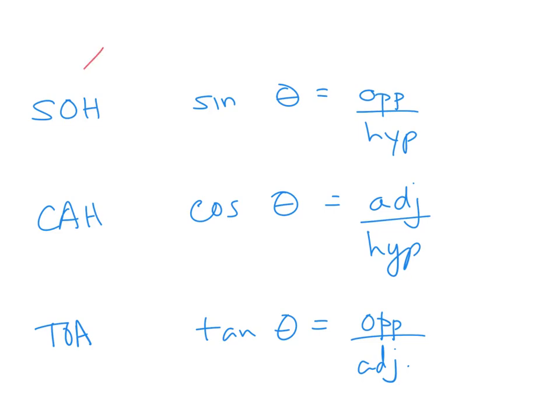So today we're going to talk about finding an angle using trig. This is a refresher on your ratios. SOH is sine of whatever angle, opposite over hypotenuse. CAH is cosine theta, adjacent over hypotenuse. And TOA is tan of theta, opposite over adjacent. SOH CAH TOA.